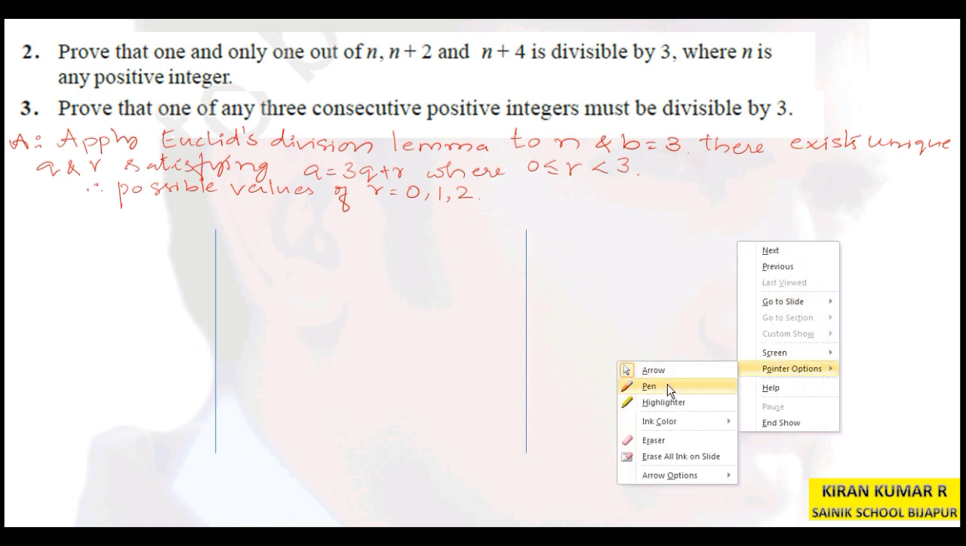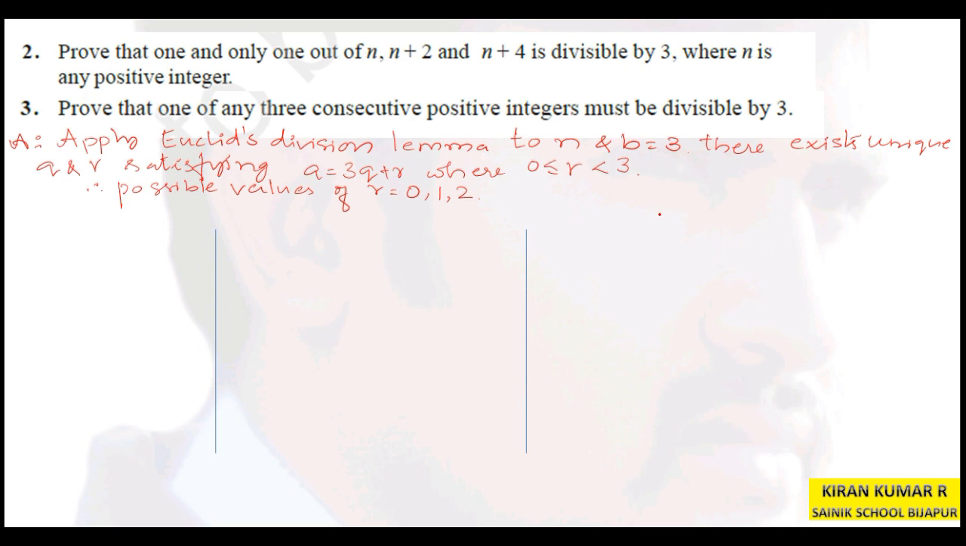In each column I'll consider the value of r. That is, in the first column I'll consider when r is equal to 0. In the second column I'll consider when r is equal to 1. In the third column I'll consider when r is equal to 2.